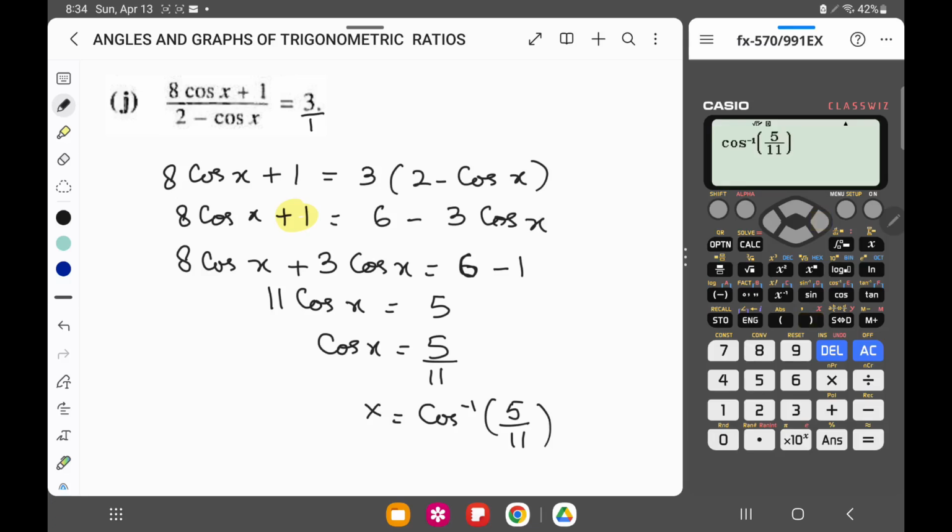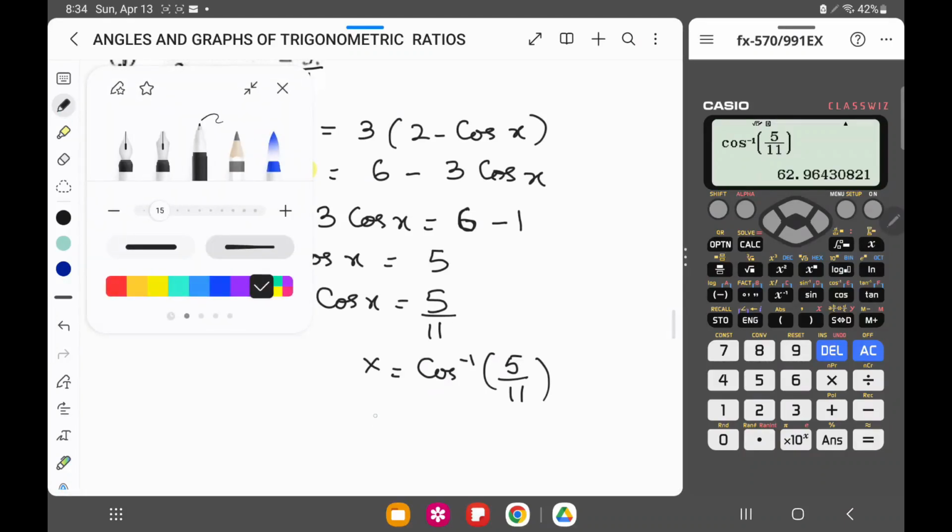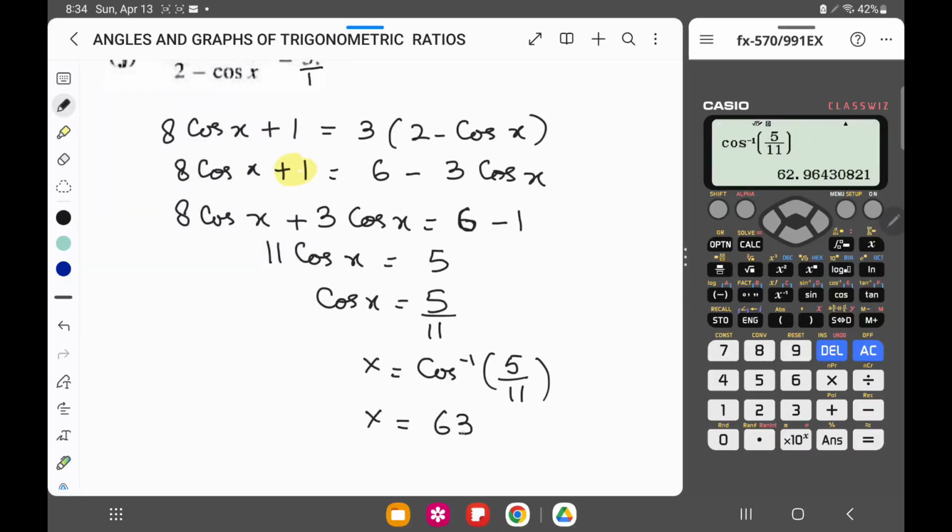And that is coming 62.9, means you can write down 63.0 degrees up to 1 decimal place, 63.0 or 63 degrees. Alright, if they ask you in the question to write your answer to this much decimal place, you should write down 63.0 degrees, okay?